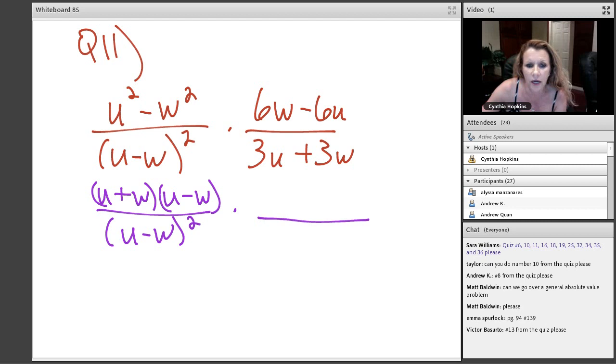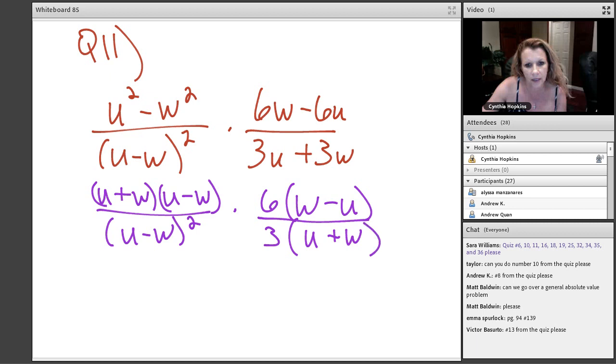All right, I notice that there's a common factor in the numerator of the second fraction, and I always want to look for a common factor first. And so I get 6, the quantity, w minus u. And then in the denominator of that second fraction, I see there's a 3 in common, and then I'm left with u minus w.